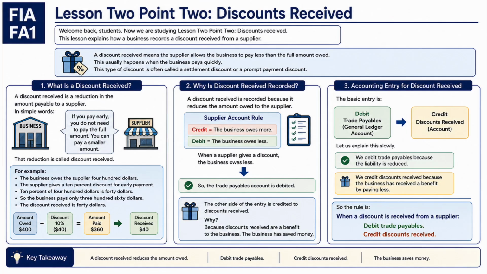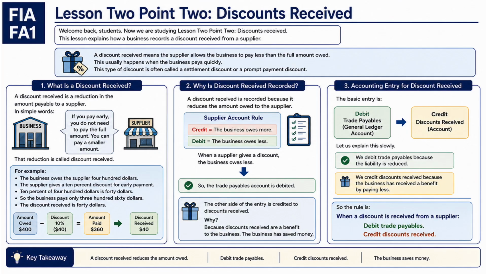This type of discount is often called a settlement discount or a prompt payment discount. 1. What is a discount received? A discount received is a reduction in the amount payable to a supplier. In simple words, the business owes the supplier some money, but the supplier says, if you pay early, you do not need to pay the full amount. You can pay a smaller amount. That reduction is called discount received.